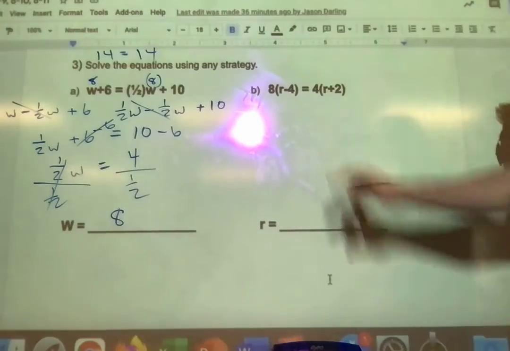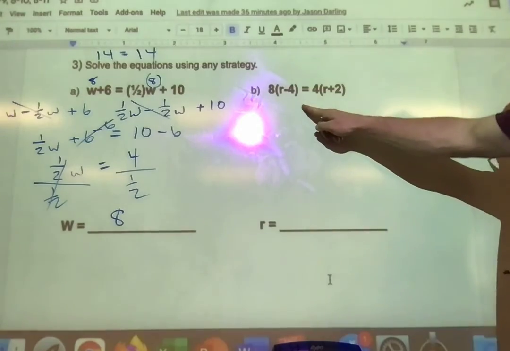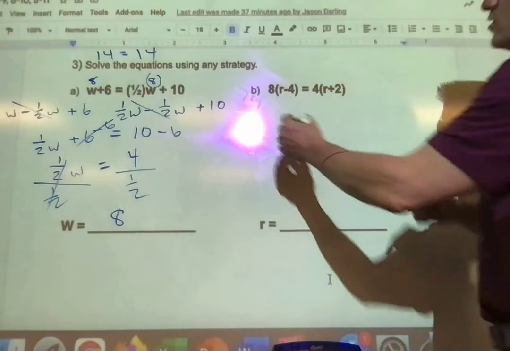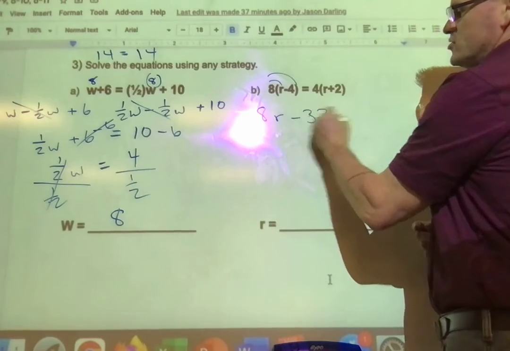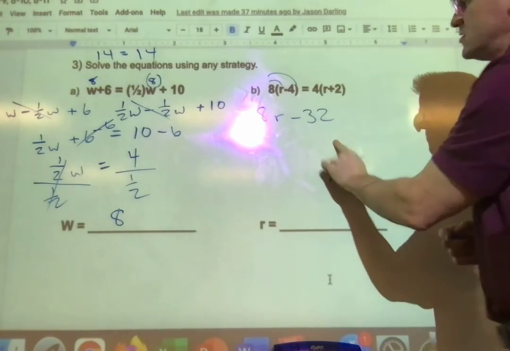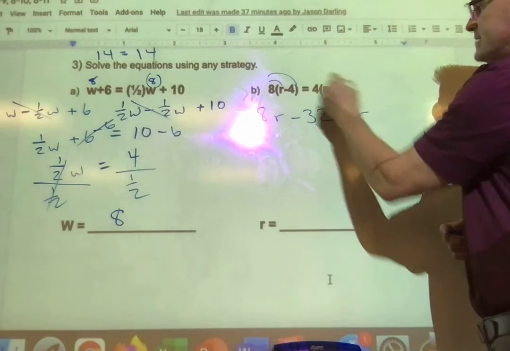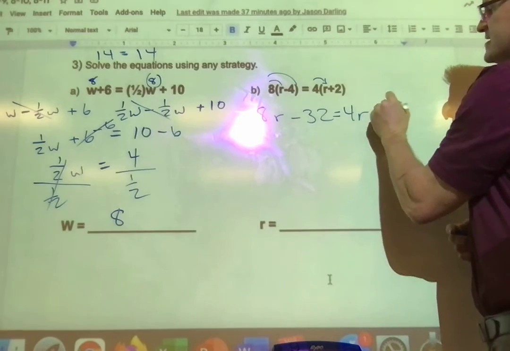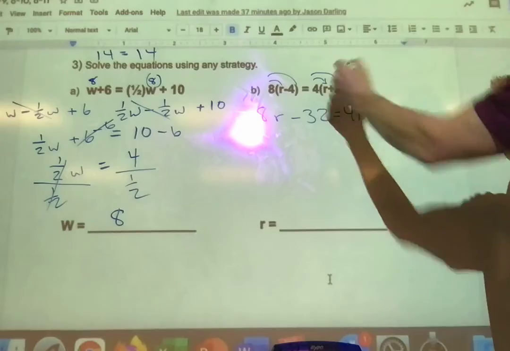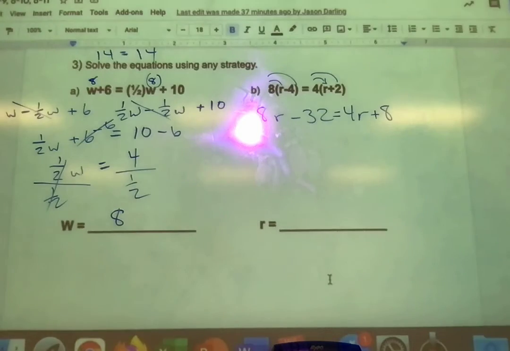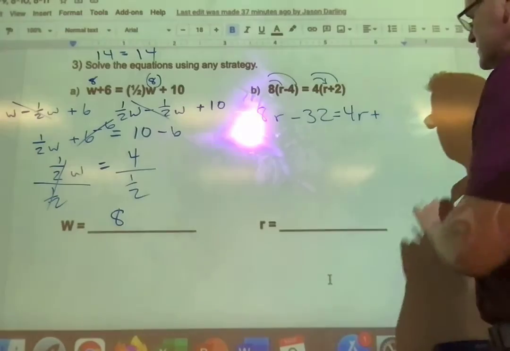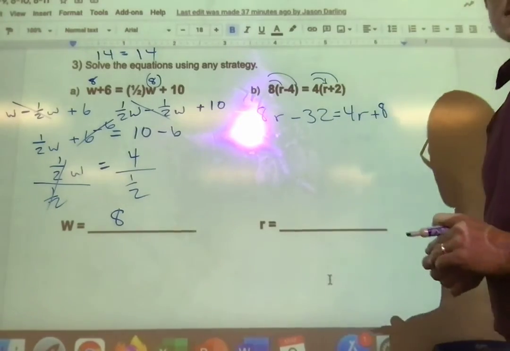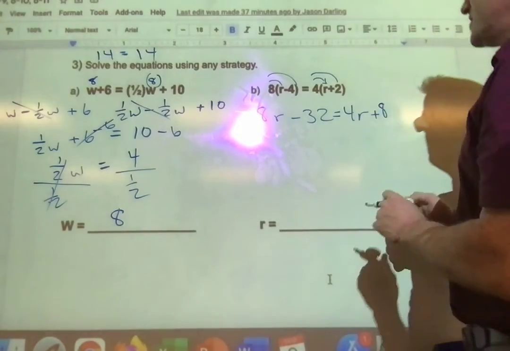All right, last one here. We're going to have to distribute first now so we can get this in a different form. So if I distribute here, it's 8 times R minus 32, because I know 8 times 4 is 32, must equal 4 times R plus 8. Because I got to take the 4 times the 2 also. Okay, so a little bit there. Looks like it's in the light a little, so I'll move it over a little. So 4R plus 8.